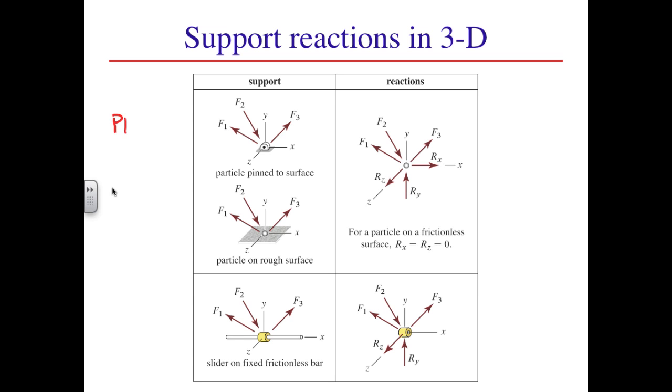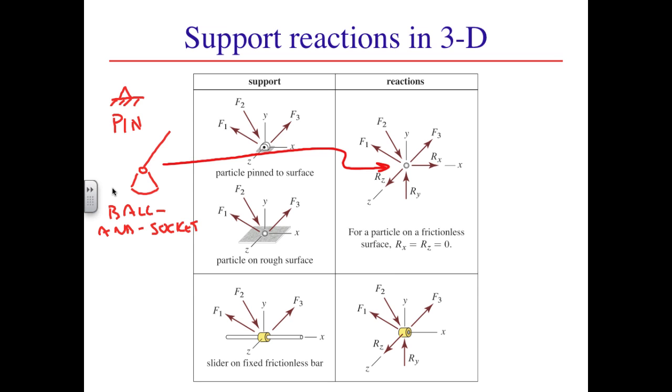Instead of a triangle in 2D for a pin, what we have for a ball and socket is a housing which is conically shaped, and we'll typically be able to see the ball, and then the member comes off of the ball at some angle. But we get the same reaction supports for a ball and socket that we do for a pin.